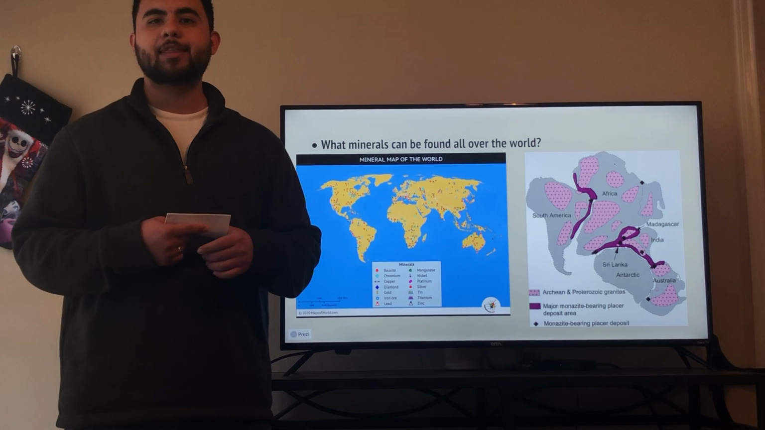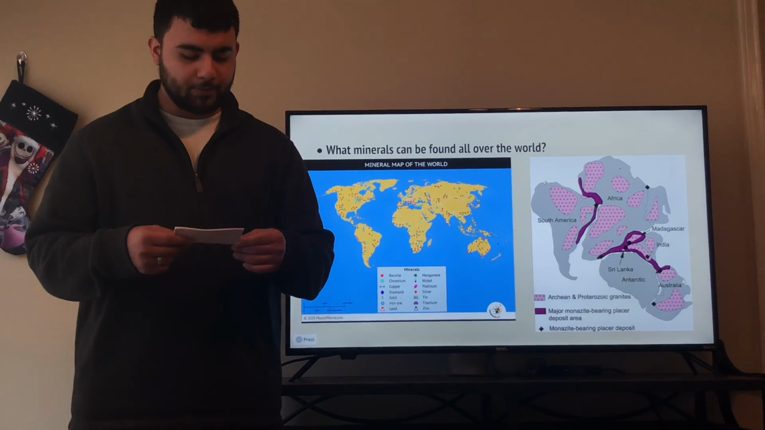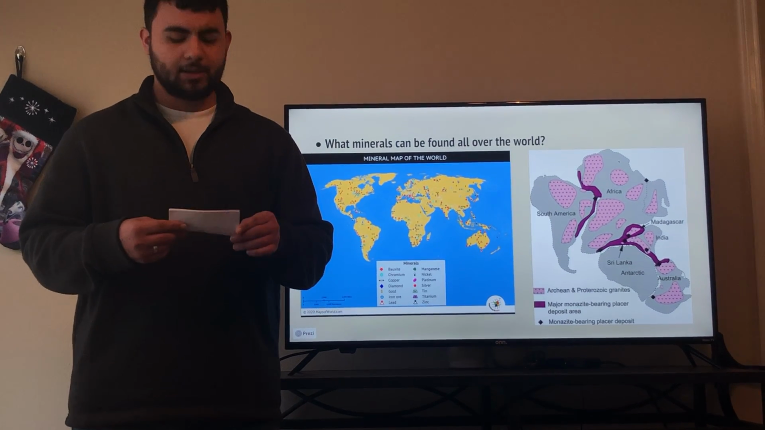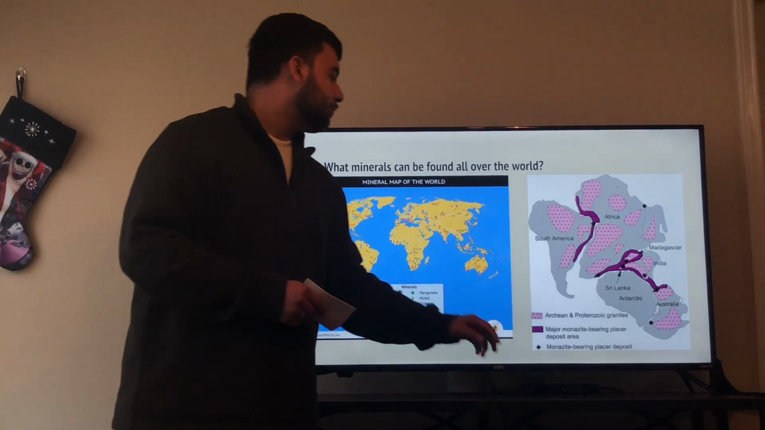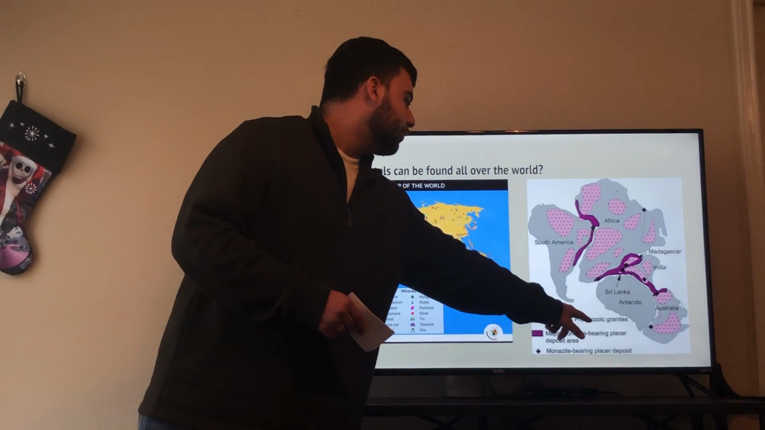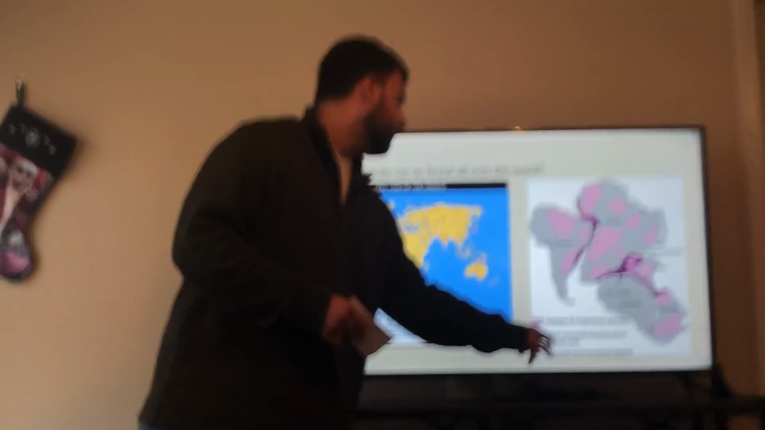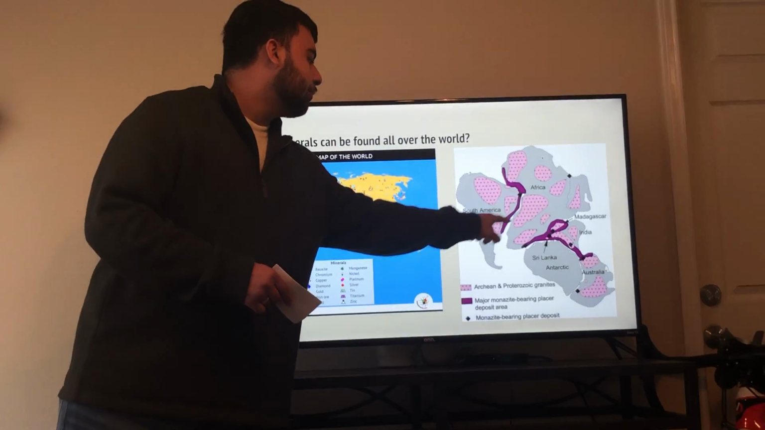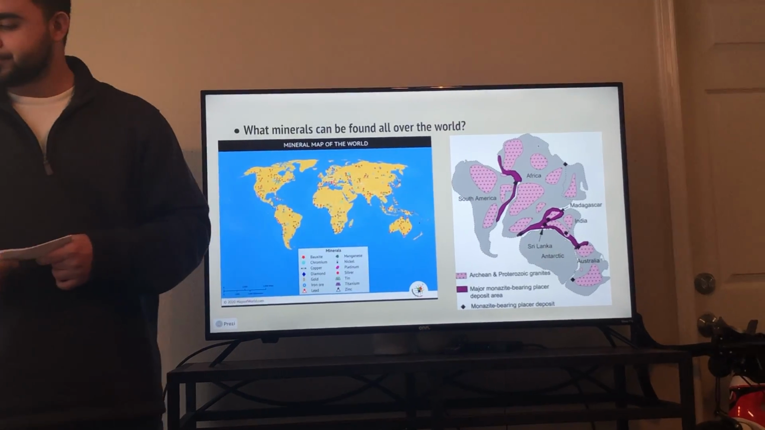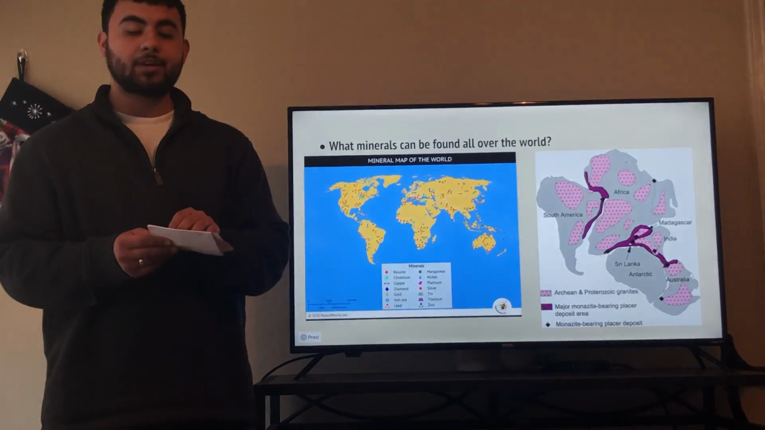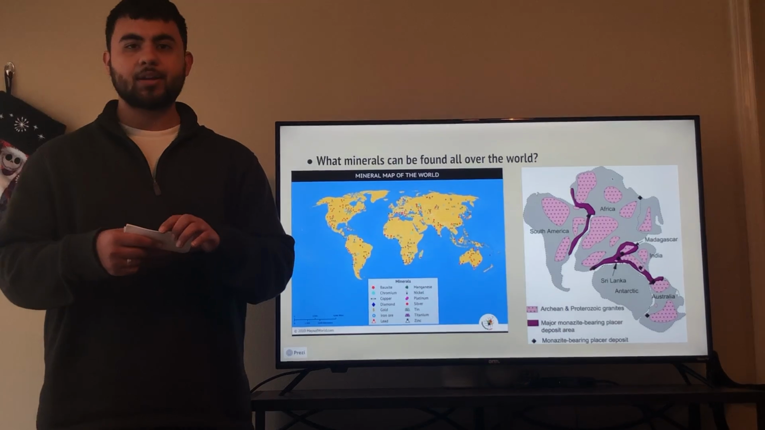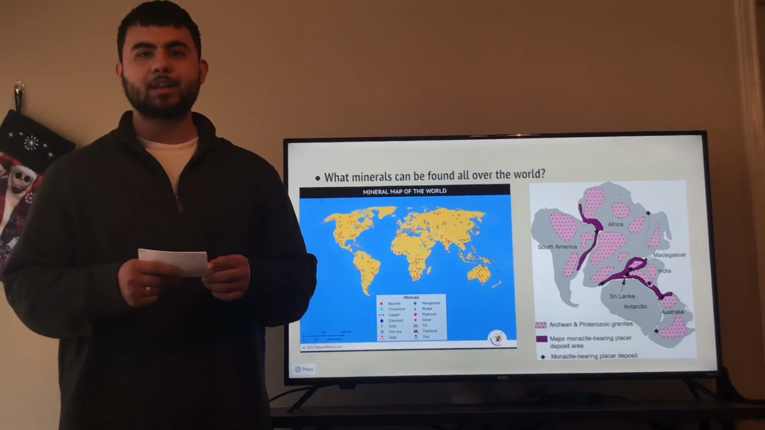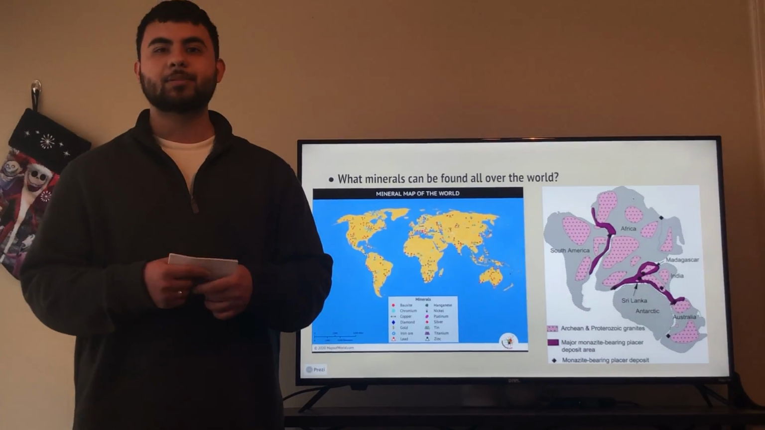And that one mineral that they were discovering was called monazite. In this picture we see Archean and Proterozoic granites, but we also see monazite bearing placers, which is these pinkish and purple areas here. And monazite can be found in India, Australia, South Africa, Madagascar, United States, Brazil, and Egypt today.